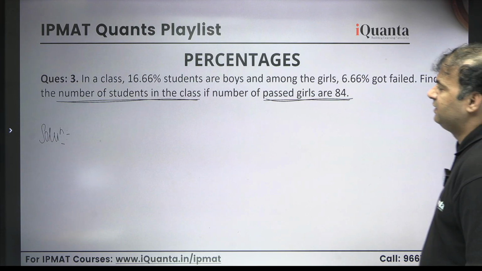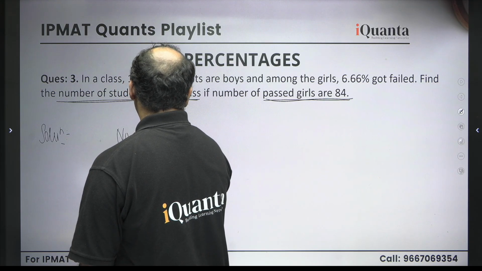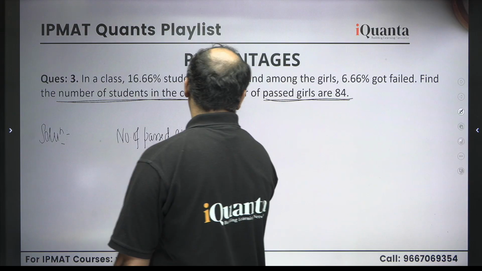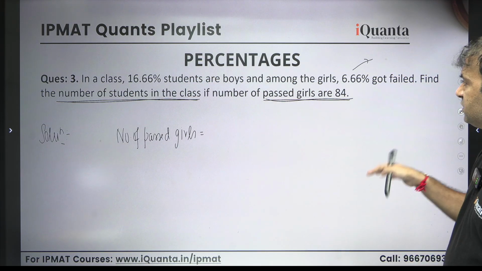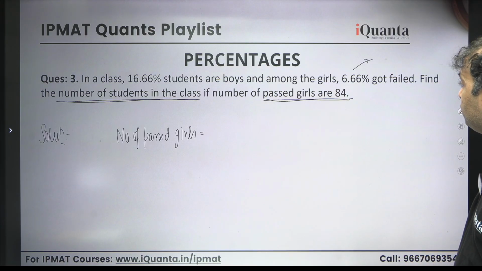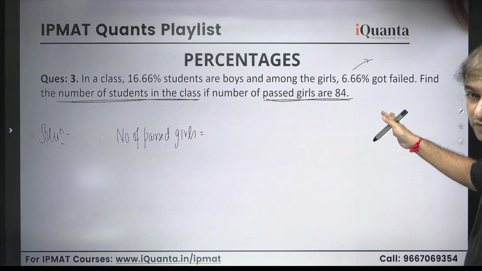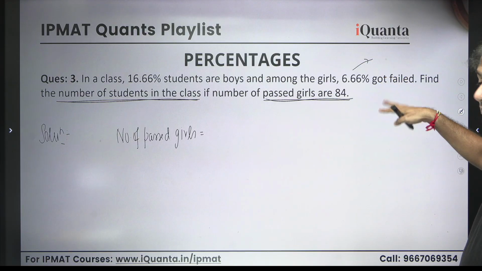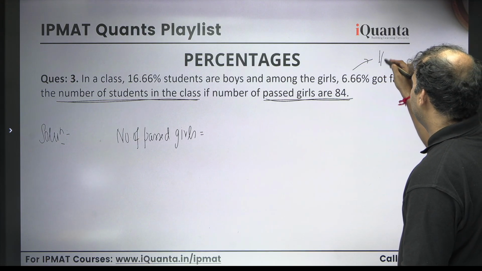See guys, we are asked the number of passed girls, right? First, what about the failed girls? The percentage is 6.66, I'm sure you remember we did it today. It has to be how much? You can say this is 1/3 of 20, and 20% we usually remember as 1 by 5. So this should be 1/3 of 1 by 5, that means this has to be 1 by 15, right?